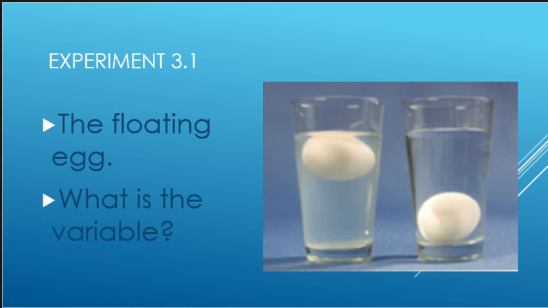All right, now listen, y'all. We're gonna have a variable here, right? We're gonna change something. What are we gonna change? What's our variable? The egg, the water. No, it's gonna stay the same every single time. What's gonna change? The float, the height. Wait, no, that's the dependent variable. That's what's going to happen when I change something. What am I changing? The salt. I said salt.